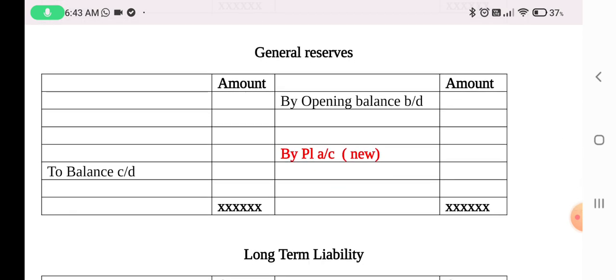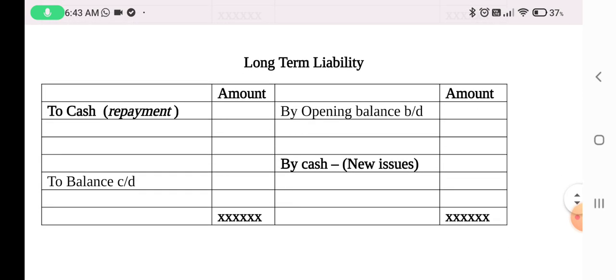Then general reserve. During the year, only one transaction. Already some balance is there. Some amount is added to the balance as a reserve. So it should be charged to the P&L account. Then it is an operating activity, taken to operating activity.